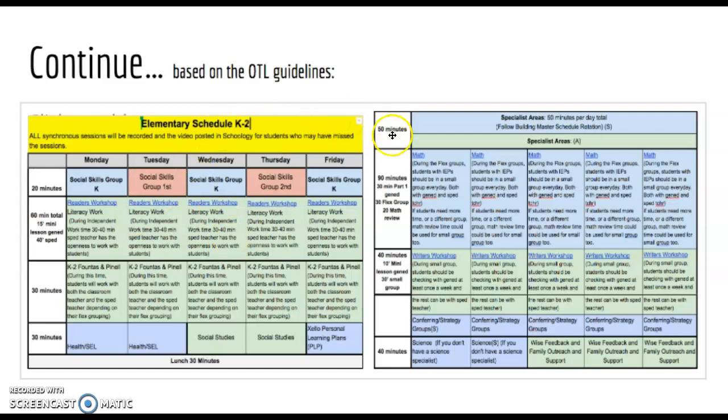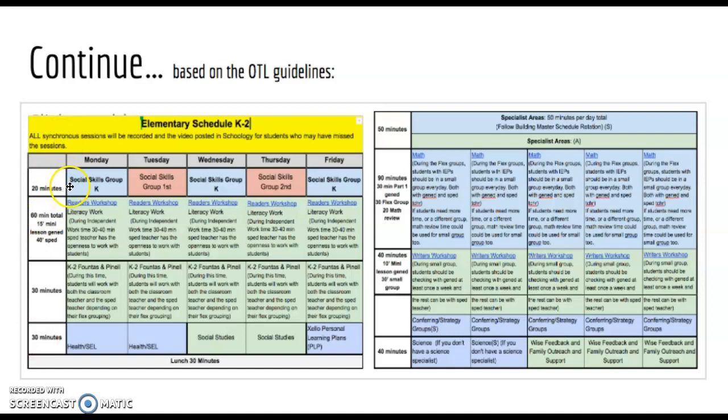Then based on the OTL guidelines, what we did is we created a schedule for K2, and they look very similar to the ones for K2 and 3.5, but we wanted to make this distinction between K2, for example, for literacy, we'll be working with Fontes and Pinel, while 3.5 will be working with Sunday. Other than that, the schedules are the same. So the most important piece is the breakdown of the minutes for the lessons on the left column.